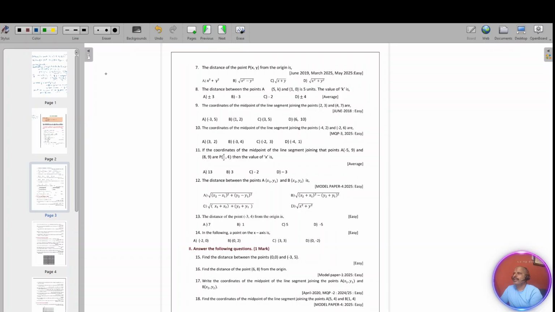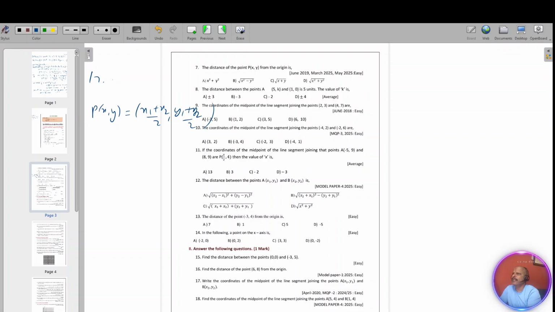17th one. Write the coordinates of the midpoint of the line segment joining the points A and B. It's a formula they are asking. What you can say directly is P of (x, y) equals (x1 plus x2) by 2, (y1 plus y2) by 2. Just write the midpoint formula, that's enough. Here P is the midpoint of AB.